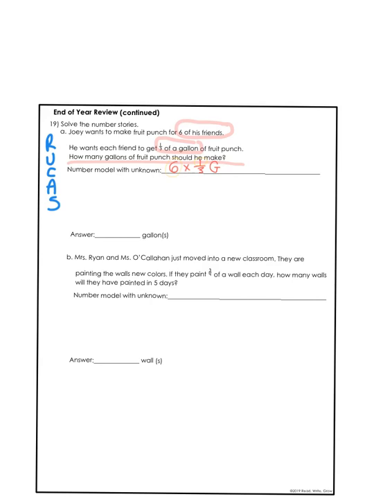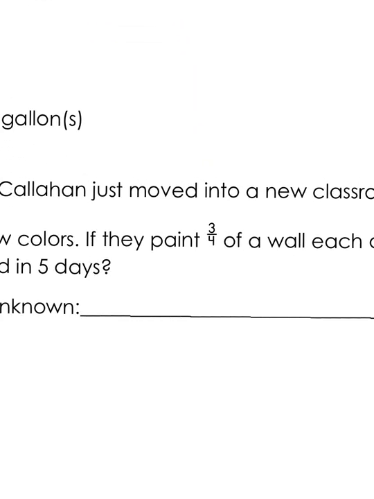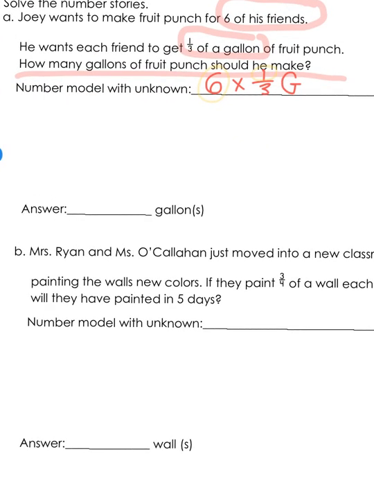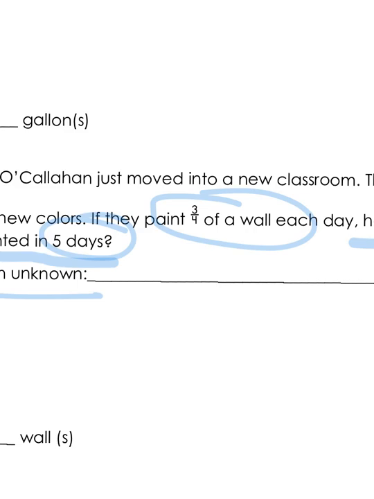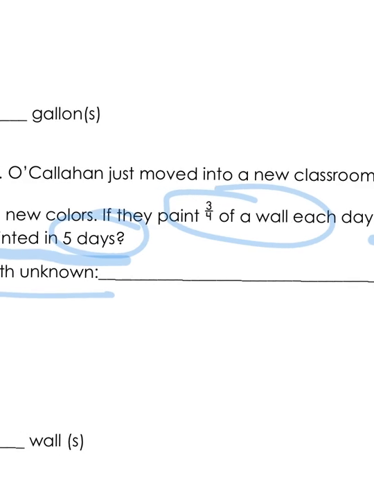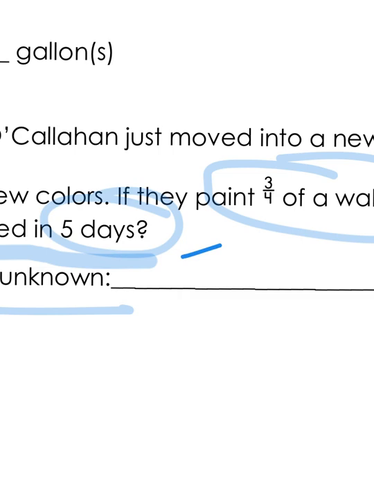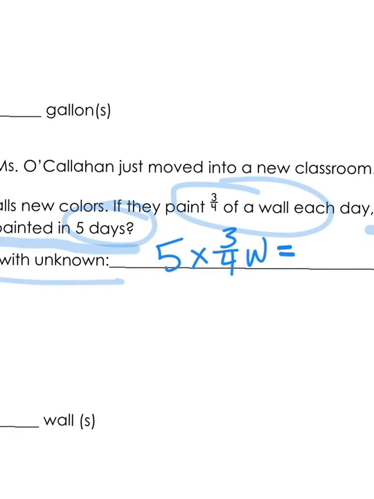So 3/4 of a wall in 5 days. So again, this is a multiplication problem that involves some fractions. 3/4 of a wall, 5 days. My number model with the unknown. Okay. How many walls will they have painted in 5 days? Okay. So my number model is going to look like this. 5 days times 3/4 of a wall equals something. We'll say P for paint. There's my unknown.